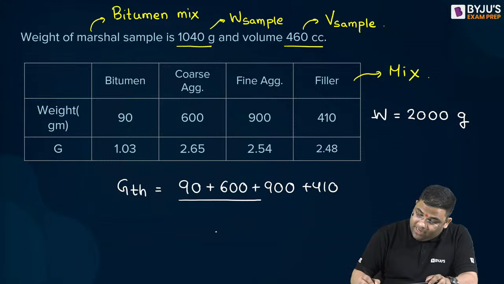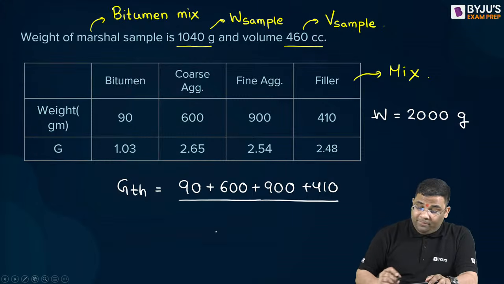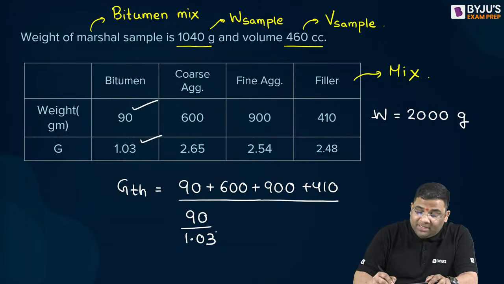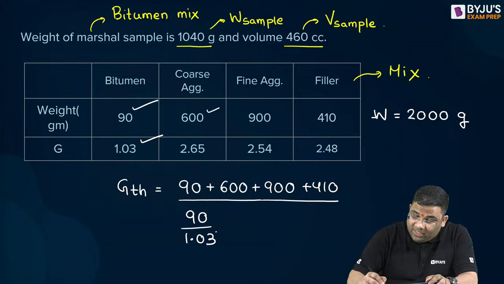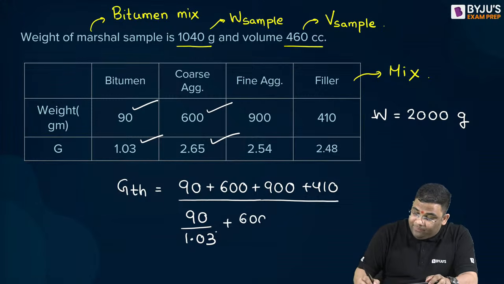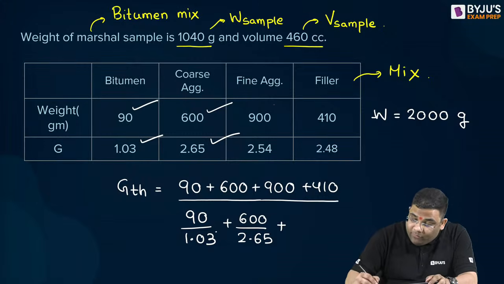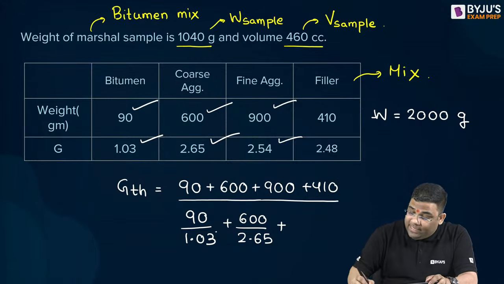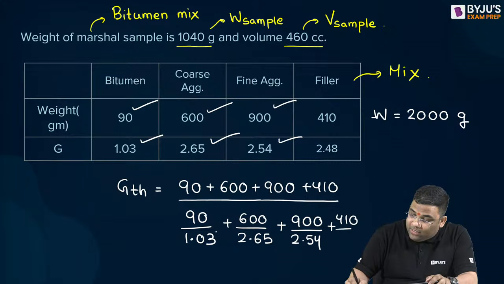2000 grams divided by what? For the bitumen, it is the weight of bitumen by the specific gravity of bitumen. Then the weight of coarse aggregate by the specific gravity of coarse aggregate, so 600 by 2.65, plus the weight of fine aggregate by the specific gravity of fine aggregate, so 900 by 2.54. The last one, 410 by 2.48.